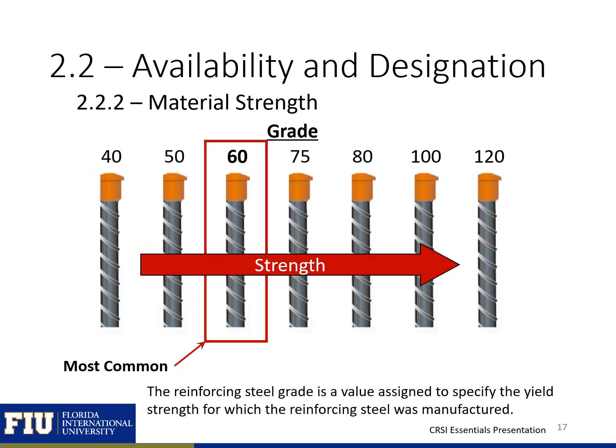The reinforcing steel grade is a value assigned to specify the yield strength for which the reinforcing steel was manufactured. As noted previously, the most commonly used reinforcing bar grade is grade 60, which has a yield strength of 60 KSI. This is also the most commonly available material.